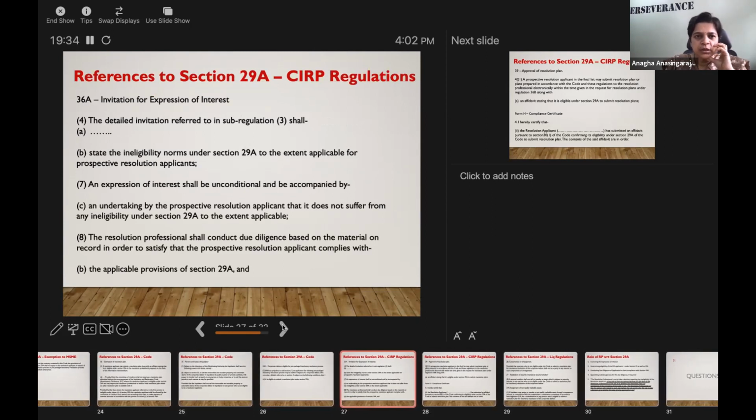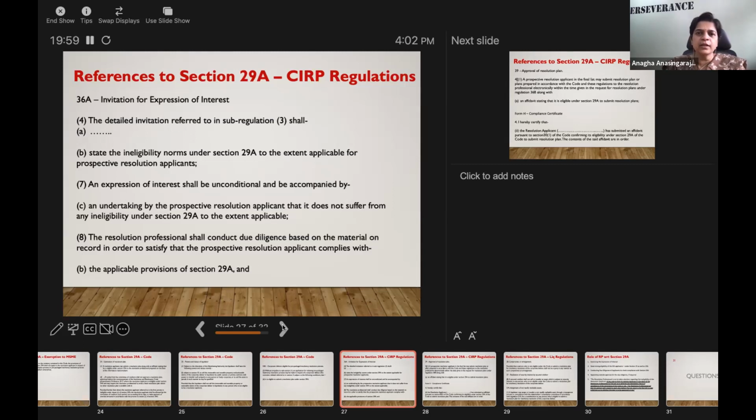Under the CRP regulations, for invitation for expression of interest, the reference is in regulation 36A, where the expression of interest, or the detailed EOI that we prepare, should state the ineligibility norms under 29A to the extent applicable for the prospective resolution applicant. So 29A, of course, we know will be entirely applicable, and in addition to that, any other ineligibility norms which the COC may decide.